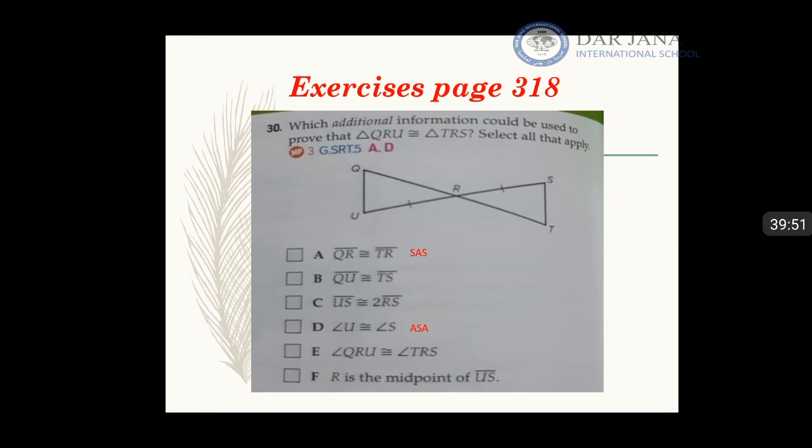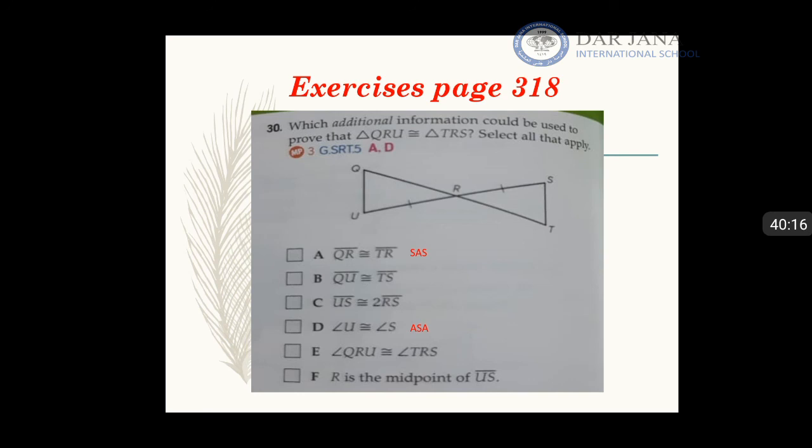Part E, if they told us angle QRU is congruent to angle SRT, this is not additional information. We know that from the figure, since QT and US intersect at R, so they form vertical angles, and vertical angles are congruent. And if they told us R is the midpoint of US, and also this is shown in the figure, this is not additional information.